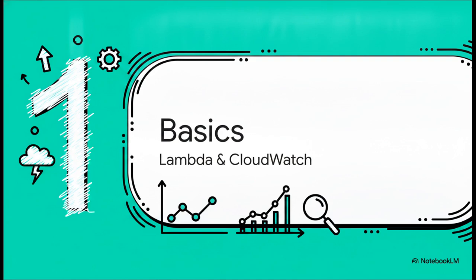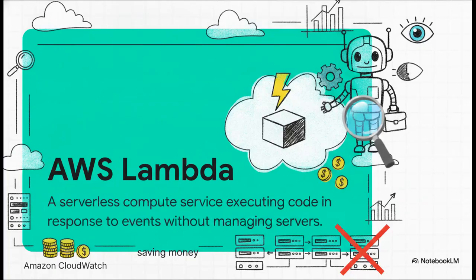Let's get our core definitions down. So what exactly is AWS Lambda? It's a serverless compute service. Simply put, it's like having a brilliant on-demand worker. This worker only shows up when there's a specific task, executes your code, finishes the job, and then immediately leaves. You don't have to manage any underlying servers at all, which, you guessed it, saves you a ton of money.